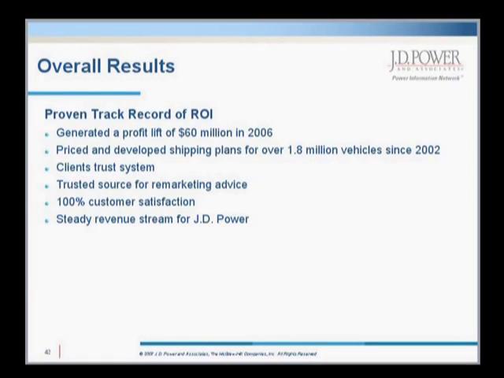So just to summarize real quick, I believe we've shown quite a good track record here and a return on investment. In our example for last year, we've generated an overall profit lift of $60 million. We've priced and developed shipping plans since 2002 for $1.8 million. As we heard from Jay, we've gotten our clients to trust the system, and we have become a trusted advisor for our client. And we've also been able to achieve a remarkable client satisfaction. J.D. Power surveys our clients every year internally for these solutions, and we have gotten the perfect 10 for the last couple of years from our clients.